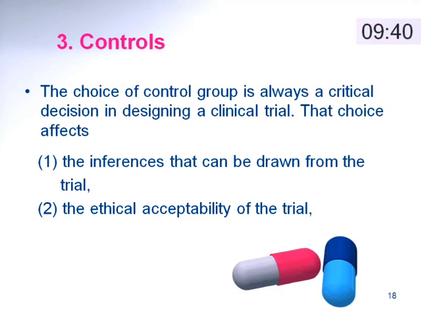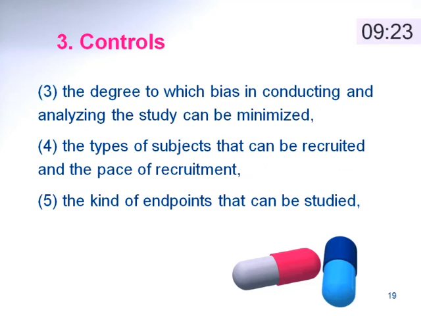Next issue is control. So the choice of control group is always a critical decision in designing a clinical trial. That choice affects, first, the inference that can be drawn from the trial. Second, the ethical acceptability of the trial. Third, the degree to which bias in conducting and analyzing the study can be minimized. Fourth, the types of subject that can be recruited and the pace of the recruitment. And the fifth is the kind of endpoint that can be studied.